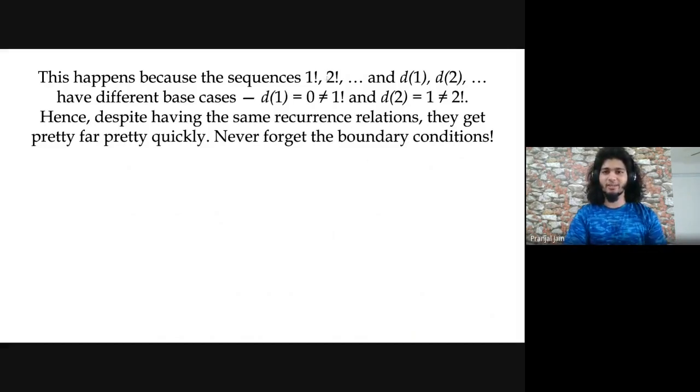The sequence of factorials starts with 1 factorial, which is 1, 2 factorial, which is 2, and so on. And the derangement sequence starts with d of 1, which is 0, because you can't derange a single element. It has to go in its own position. And for two elements, you have two numbers, 1 and 2. So 1, 2 is not a derangement, but 2, 1 is a derangement. So you have a single derangement in that case. Your base cases are different, and that's where the difference between the two sequences comes from.